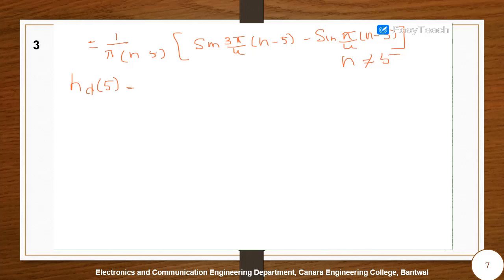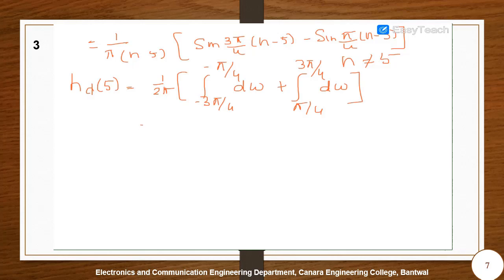It is 1 over 2 pi, integral from minus 3 pi by 4 to minus pi by 4 d omega plus integral from pi by 4 to 3 pi by 4 d omega. So it is 1 over 2 pi, minus pi by 4 plus 3 pi by 4 plus 3 pi by 4 minus pi by 4, which will give us half, that is 0.5.